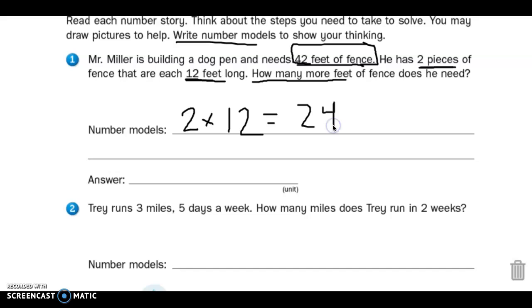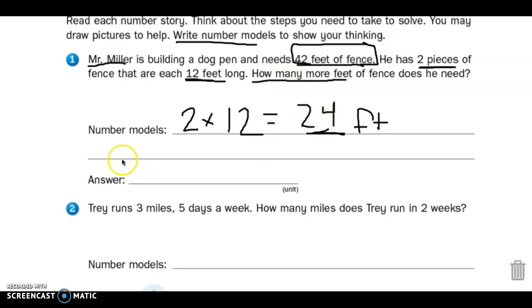Marvelous. Would that be all that we need to do for this problem? Are we done when we have 24? No, that's just how much Mr. Miller has right now. We only have 24 feet right now. What do we need though? We need 42. So how much more do I need? I need to find the difference between 42 and 24.